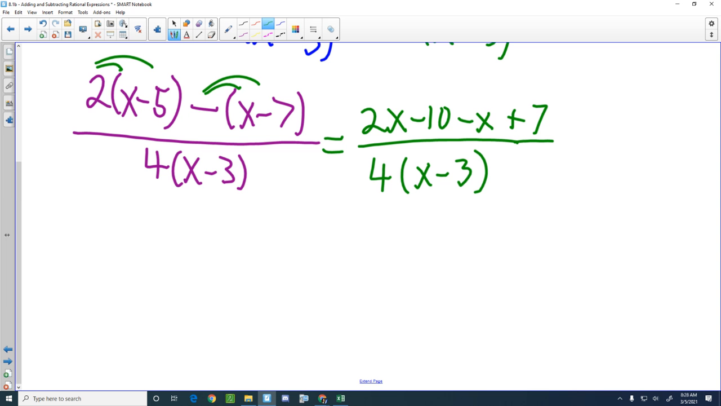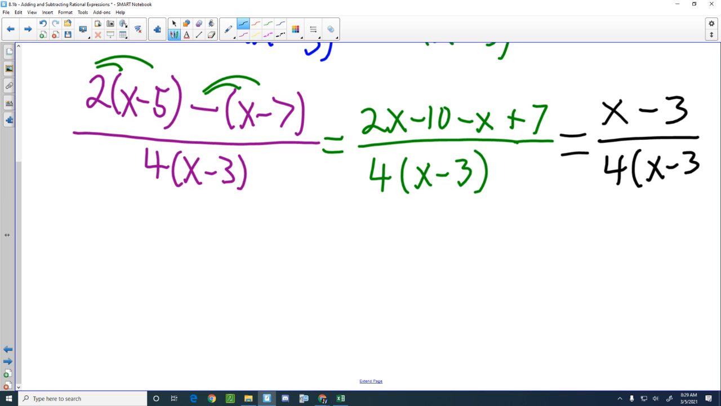And now that we got rid of all the parentheses in the numerator, are there some like terms that I could combine? Up top? Do we have some like terms? Yes? No? Yeah? We don't know? If I had 2 x's and I subtract an x, I'm left with 1x. What's negative 10 plus 7? A negative 3. That leaves us with 4 parentheses x minus 3, and we're all done, right?